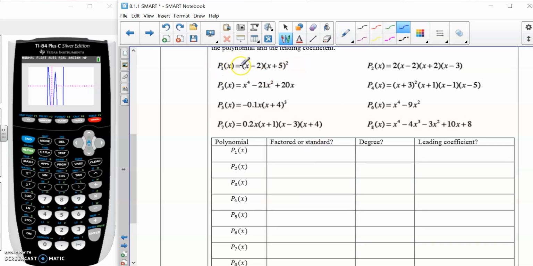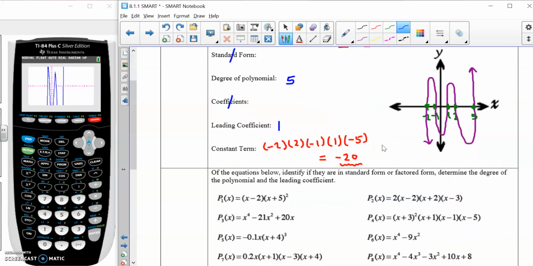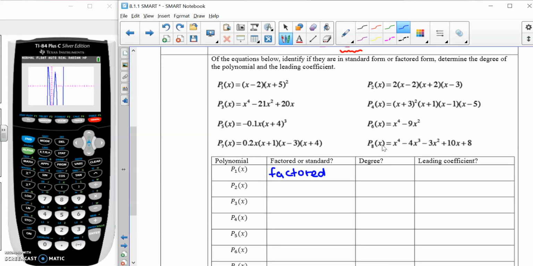So this first one here, we know that it's x minus 2 times x plus 5 squared. So right off the bat, just because there's those parentheses, we know that this is in factored form. That's a pretty dead giveaway. Okay, but when it comes to finding the degree, in the last example, all we did was we counted the x's. We said 1, 2, 3, 4, 5. You can do the same thing here, however, watch out for the fact that there's a 2 there. Because there's a 2, you got to count 2 of this factor.